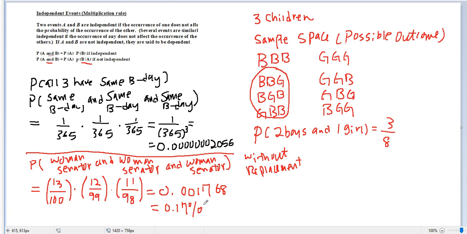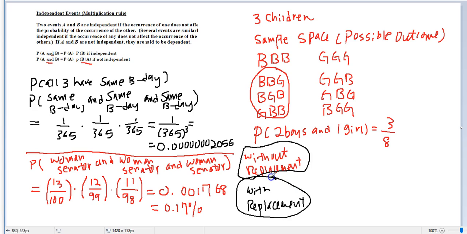So if you see that the problem says without replacement, you can assume that this is a dependent event. But if you see something like with replacement, then you can assume that these are independent events. Okay? So with replacement usually means independent events.